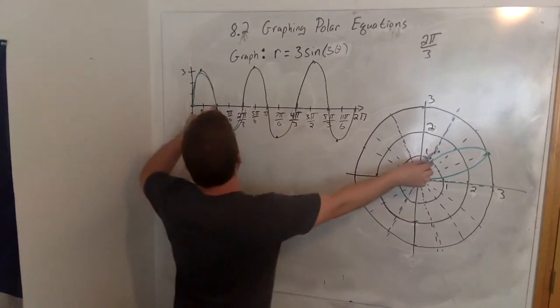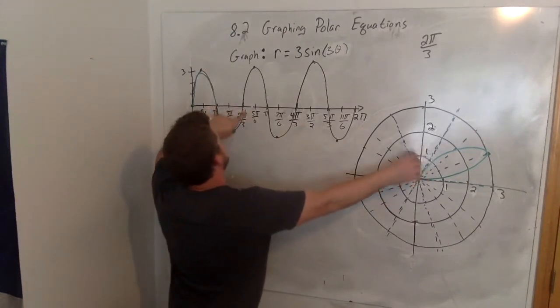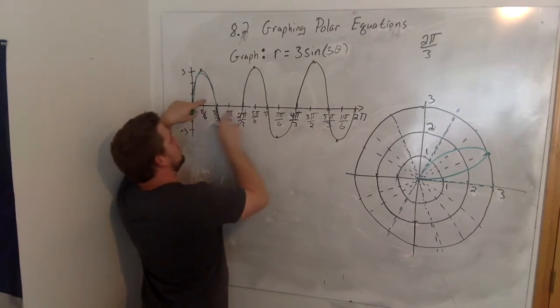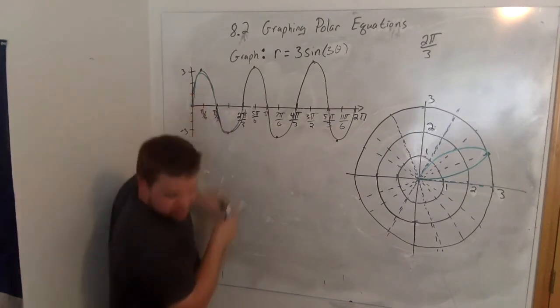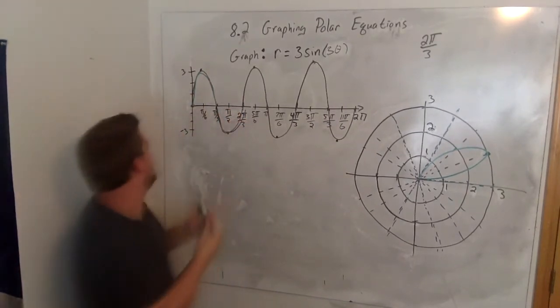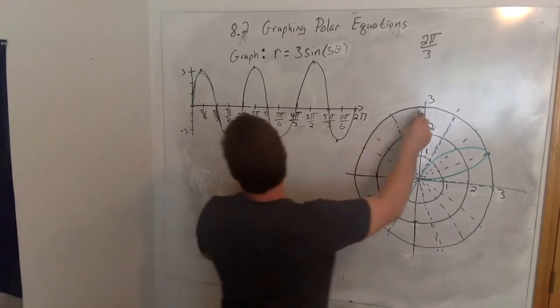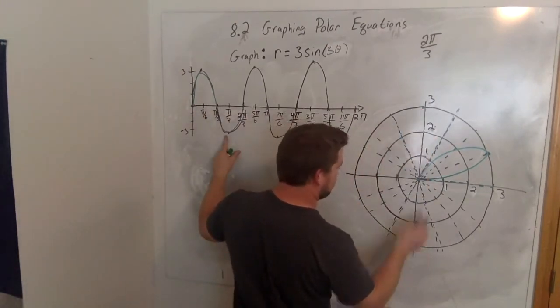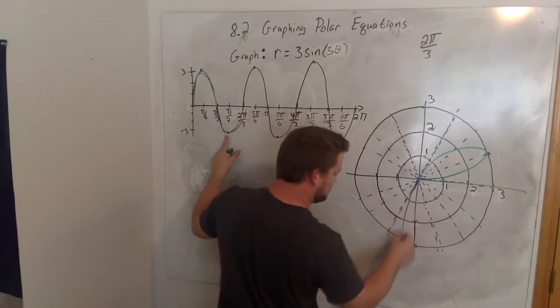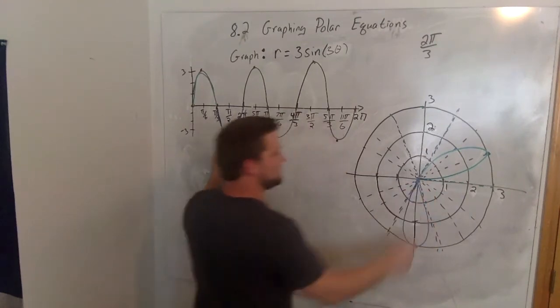So as we rotate between pi over 3 and 2 pi over 3, we're going to get out to a negative 3. This is actually 3 pi over 6, which is the same thing as pi over 2. So when we are at pi over 2, the radius is negative 3. So as we rotate, the leaf is going to do this. Cool.